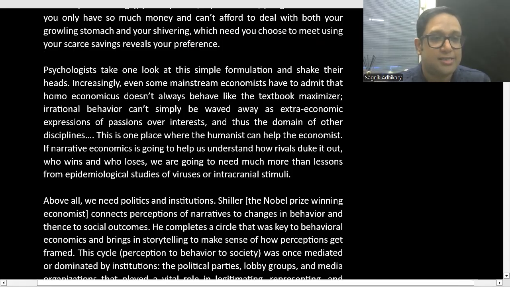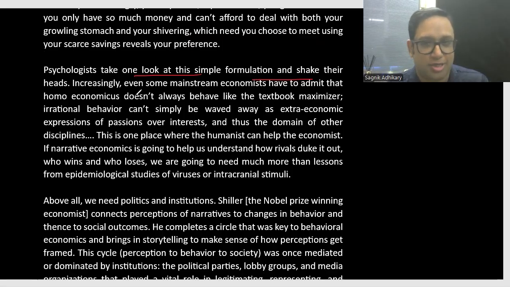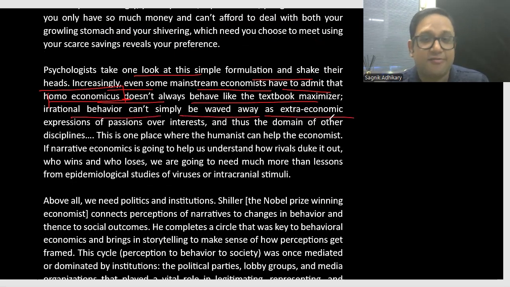The modern sense is seen from a psychologist's perspective. Psychologists take one look at this simple formulation and shake their heads. Increasingly, even some mainstream economists have to admit that Homo economicus, this is an important term because there is a question on this, doesn't always behave like the textbook maximizer. Irrational behavior can't simply be waved away as extra economic expression of passions over interests, and thus the domains of other disciplines.